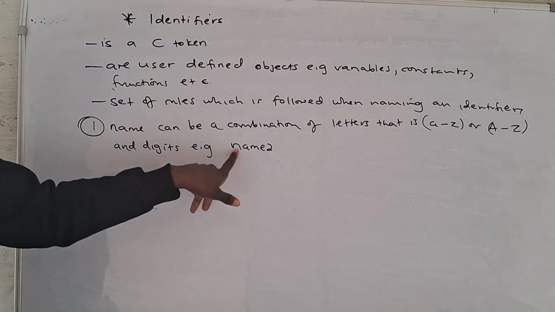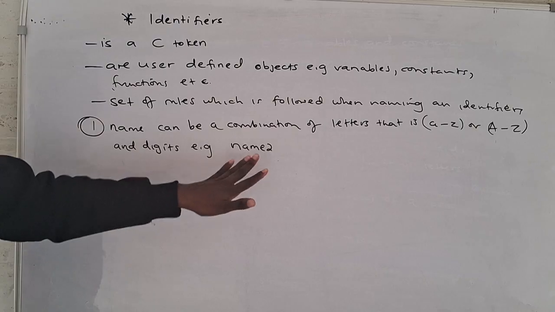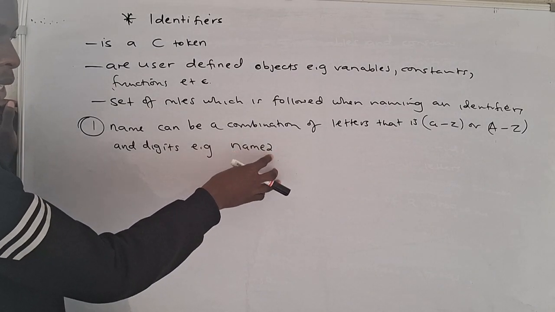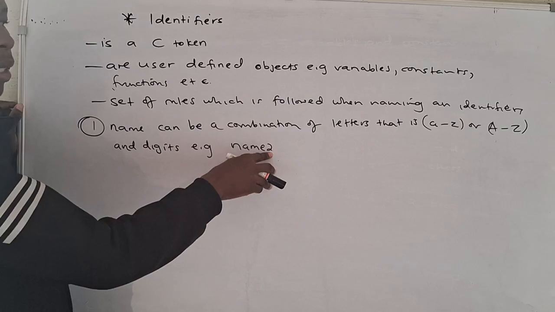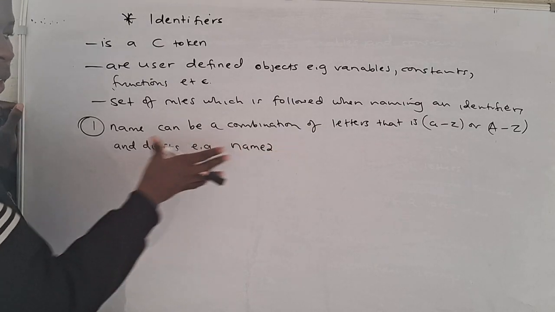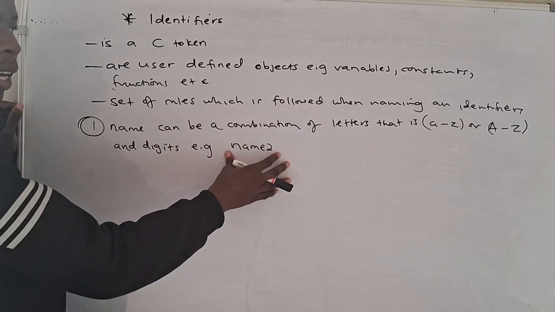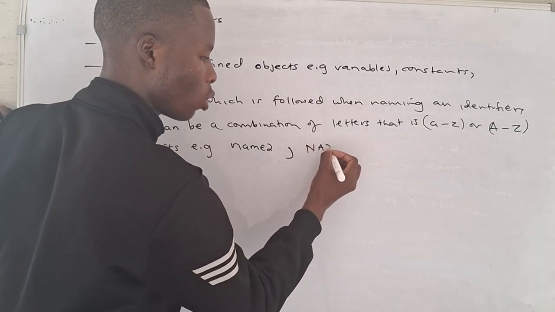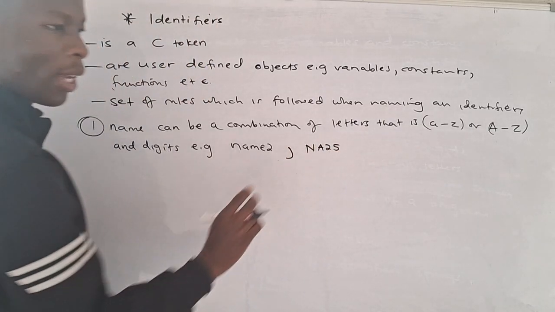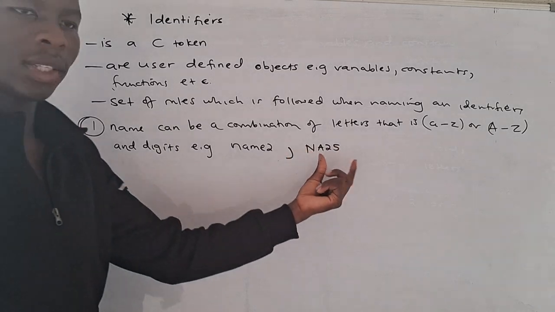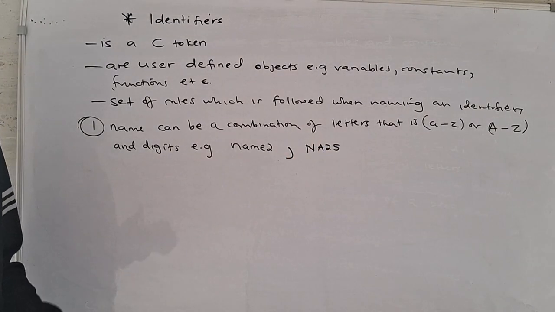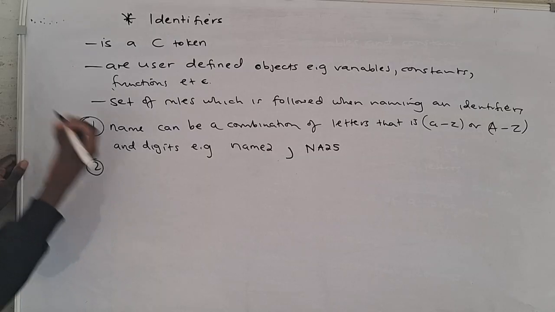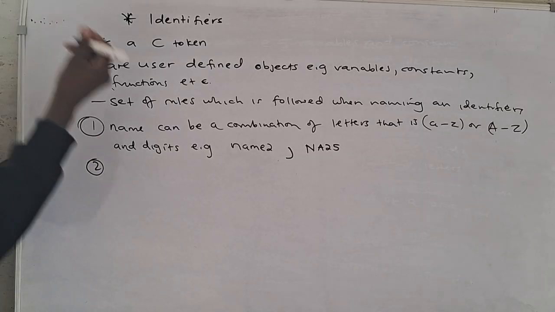If you check, this is NAME2. This is name2. These are letters, small letters, and this is a digit. This is a combination of letters and digits. You can name an identifier like this. You can also write something like NA25. This is also correct. It's a combination of letters and numbers. Is this clear? The other rule is this one.